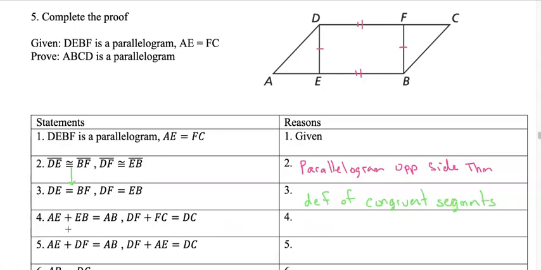Alright, then I got AE plus EB, so let's see where we're talking about. We got AE, which is this part, plus EB, which is this part, is equal to AB, so the entire thing from here to here. Right, and then the same thing here on top. So DF here is the big one. So DF here plus FC is congruent to DC all the way, right? And this is just the segment addition postulate.